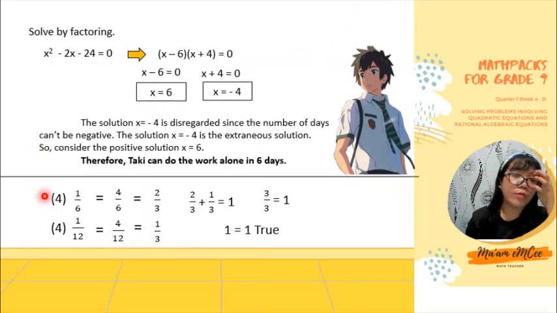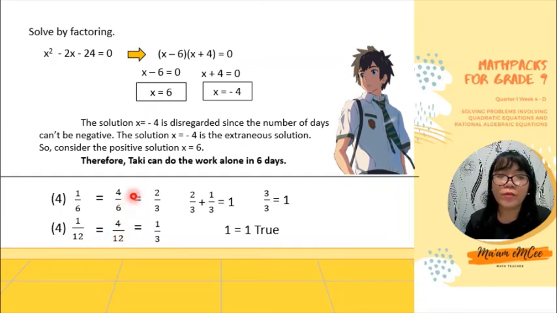Remember, it will take Taki and Hoda 4 days to finish the job if they work together. Now, 1 over 6 is the rate or the part of the work done by Taki in 1 day. 1 over 12 is the part of the work done by Hoda in 1 day. Then if you multiply these two rates by 4 each, you will have the part of the work done by each of them for 4 days. So 4 times 1 over 6 is equal to 4 over 6. And then 4 times 1 over 12 is 4 over 12.